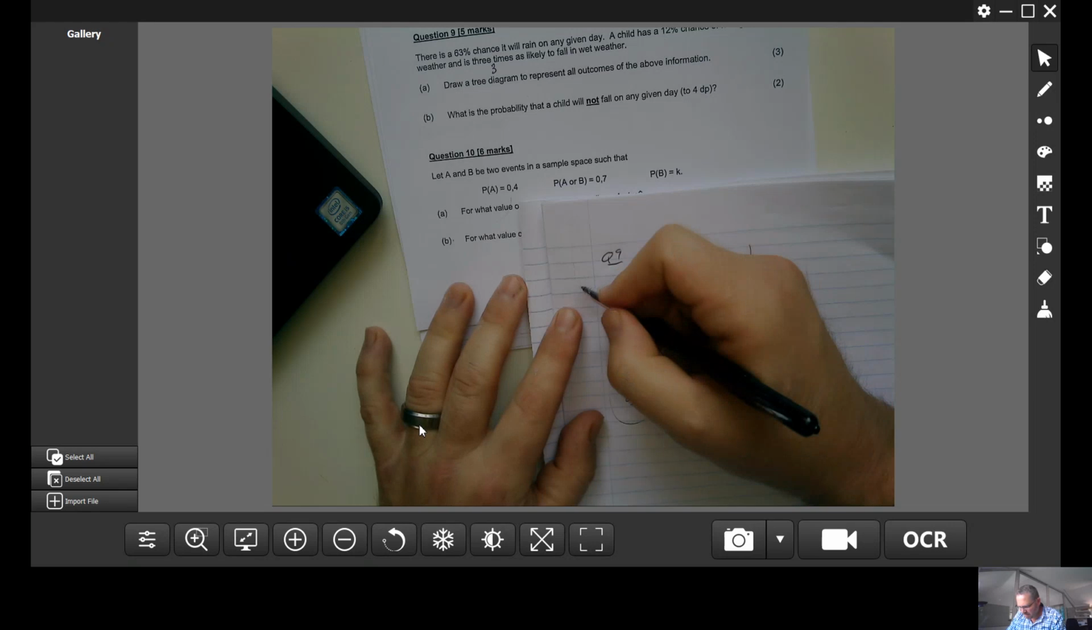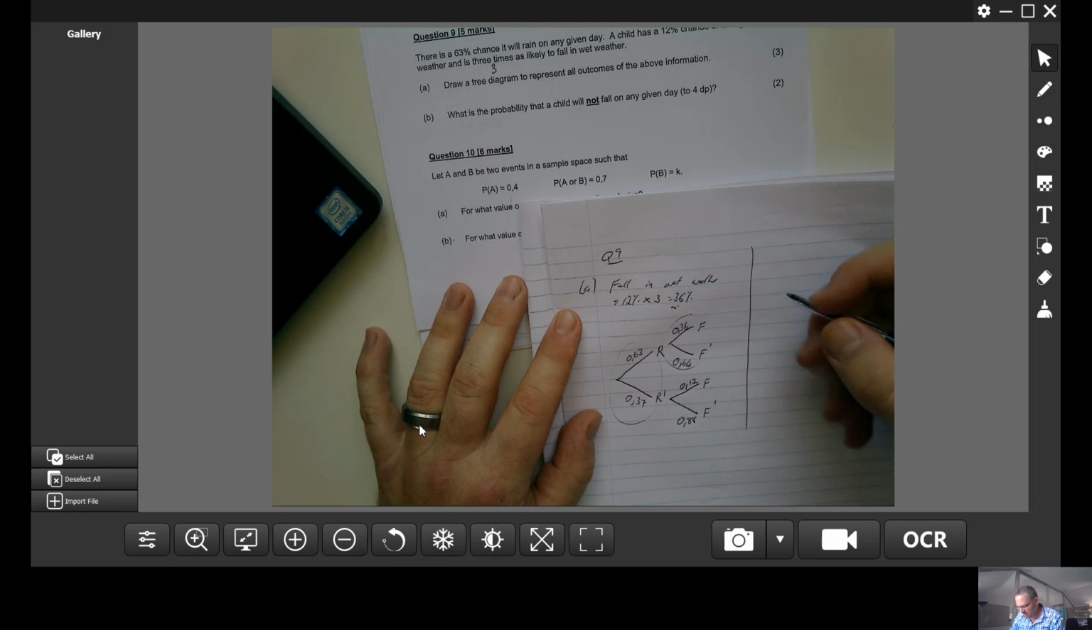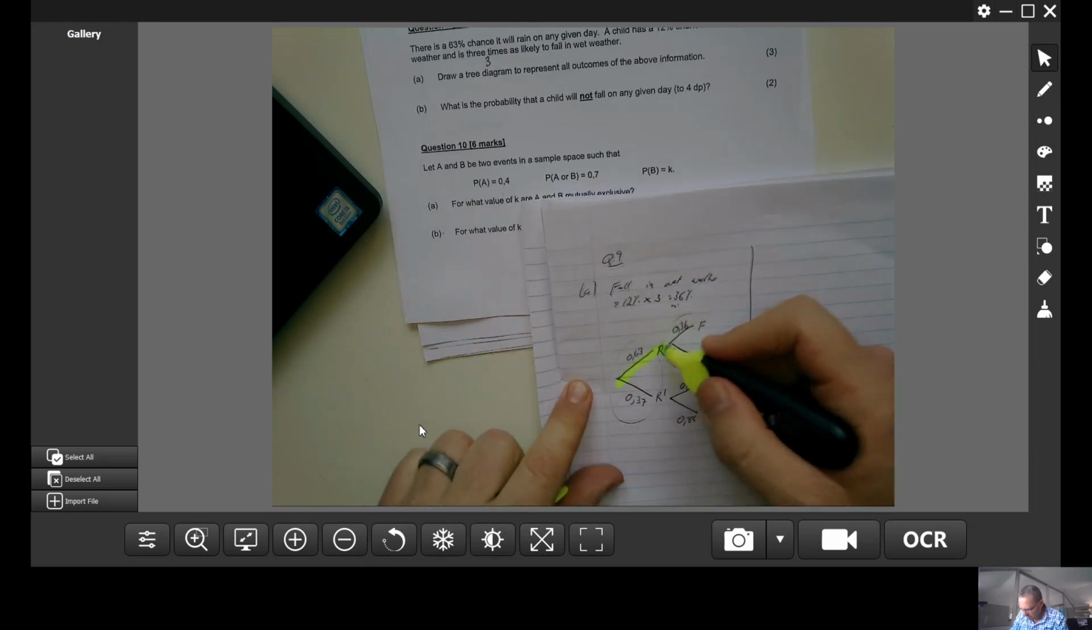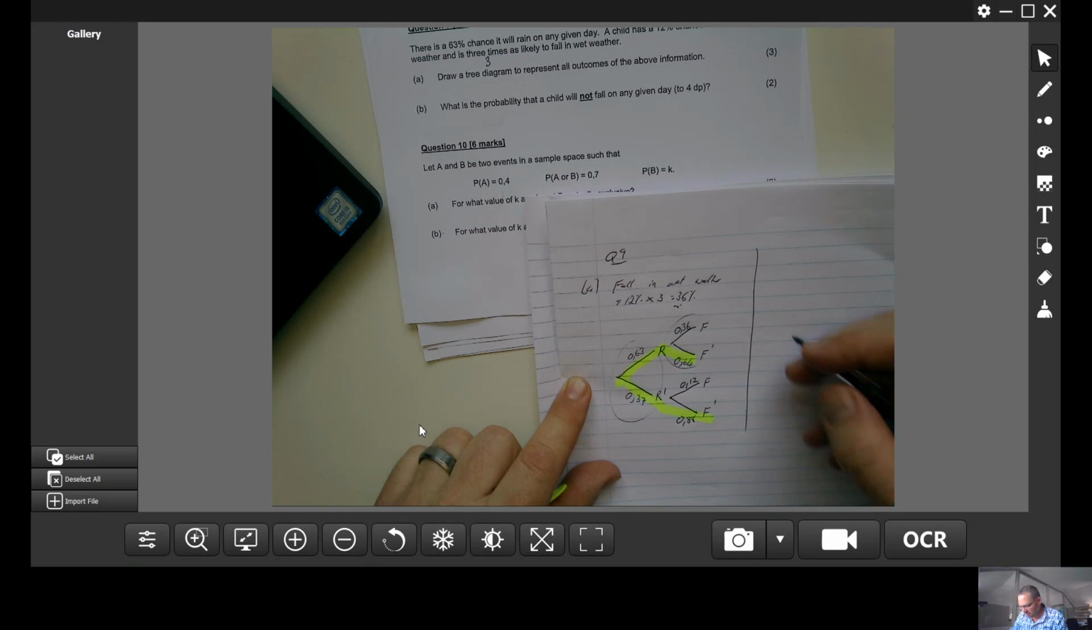Then question B says, what is the probability that a child will not fall on any given day? Okay. So not falling follows 2 routes. It can either rain and not fall, or it cannot rain and not fall. So those are my 2 paths, and we're moving along. It's something and something, so we're going to times it.